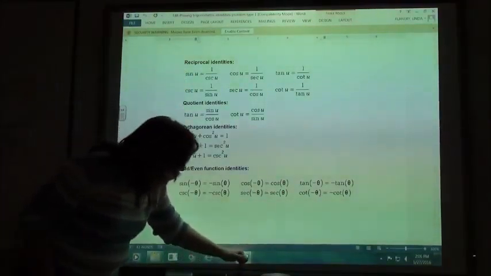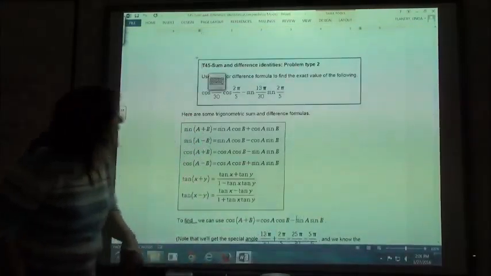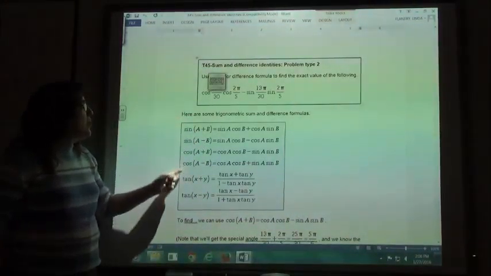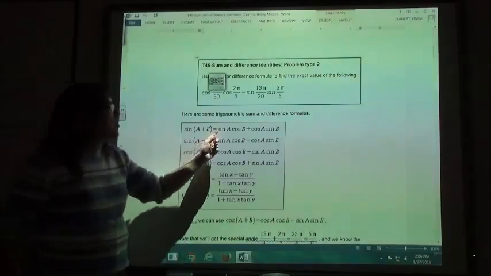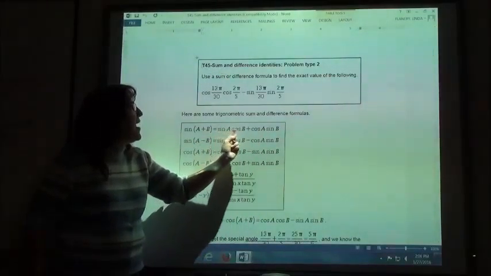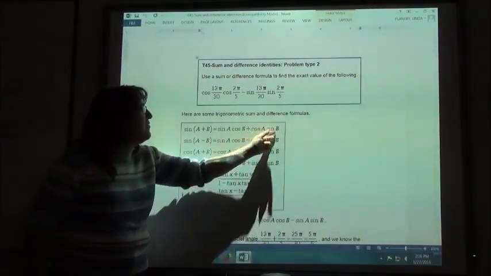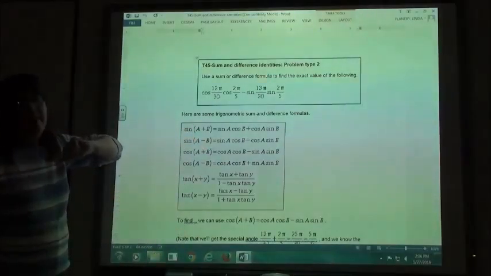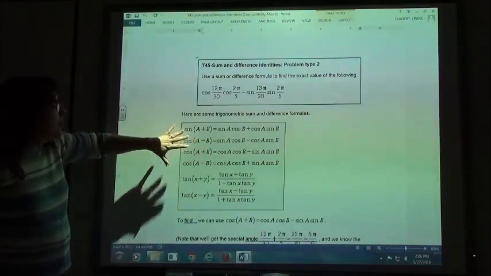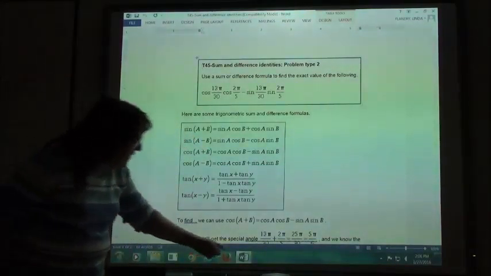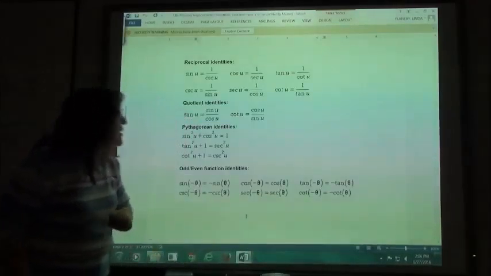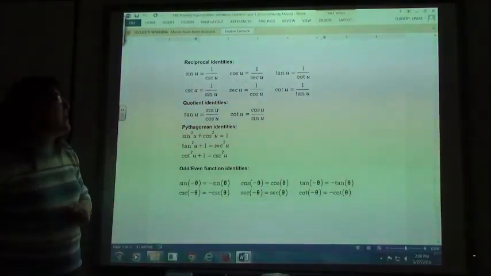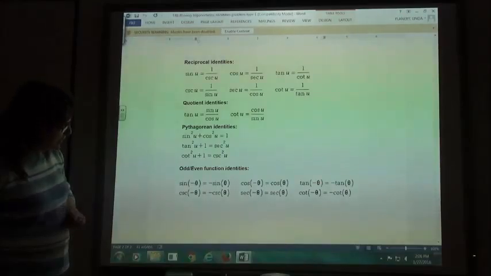Then we also want the sum and difference identities, because we're going to turn these ones into these ones. And so we'll end up with something like sine of A cosine of B plus cosine of A sine of B, and turn it into sine of A plus B. So you'll want that sheet with your sum and difference identities, and your other sheet with the rest of your identities to use for reference.